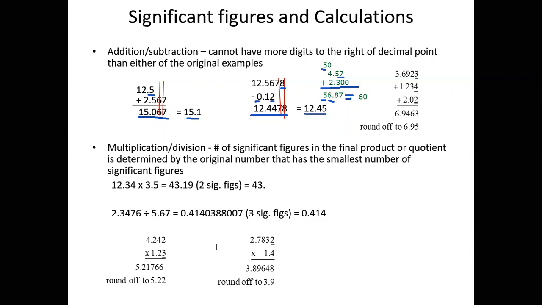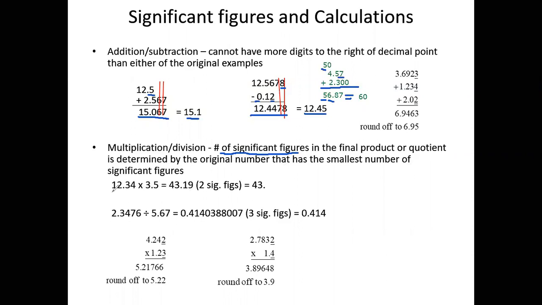Now when we go to multiplication and division, it's a little bit easier. We're just looking for the number in the operation with the fewest significant figures, and that'll dictate the number of significant figures in the answer. So based on those rules we talked about a few slides back, what we do when we have multiplication and division is we look and see, okay, which one has the least? That's going to dictate how many we have in our answer.